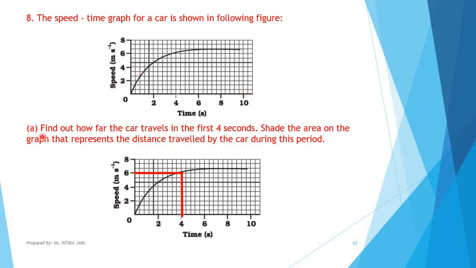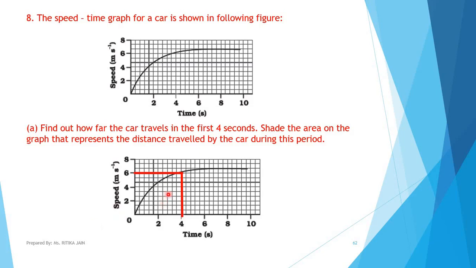In the first part of the question you have to find out how far the car travels in the first 4 seconds. How far? It means you have to calculate the displacement covered by the car. And how do we calculate the displacement covered by an object when we are given a graph between speed and time? Yes, by calculating the area under the curve.